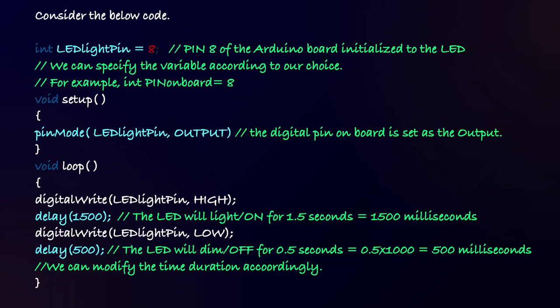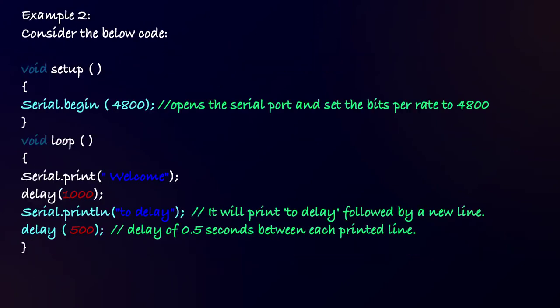All right. Then digitalWrite, the LED light pin low, with a delay of 500. The other example I gave was for 5 seconds and 2 seconds, so that is 5000 milliseconds and 2000 milliseconds. A similar example is given. This is how you can modify and use it in your code.